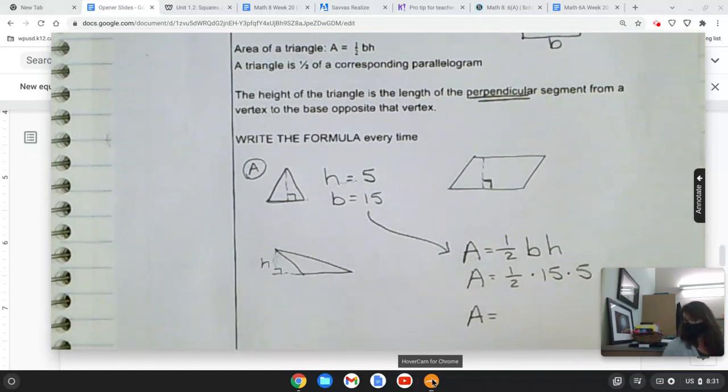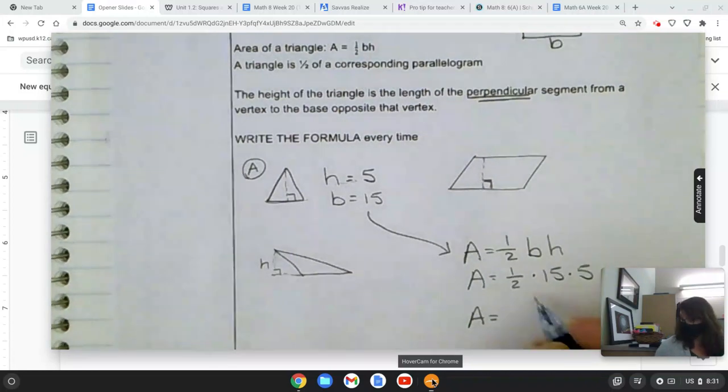Now, it's multiplication. You can multiply anything together in any order you want because of the commutative property. I think I want to multiply 15 and 5 first, just to get it over with. What is 15 times 5? 15 times 5 is 75. But my question was, can you multiply 15 times 5 and then just split it in half because it's a triangle now? That's exactly what you're doing. Excellent.